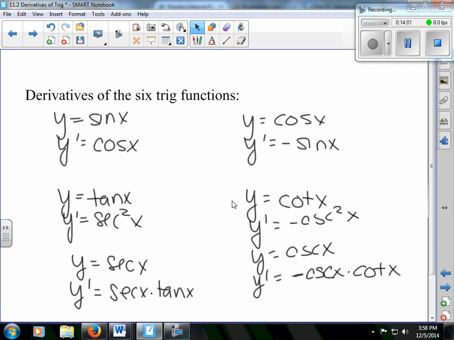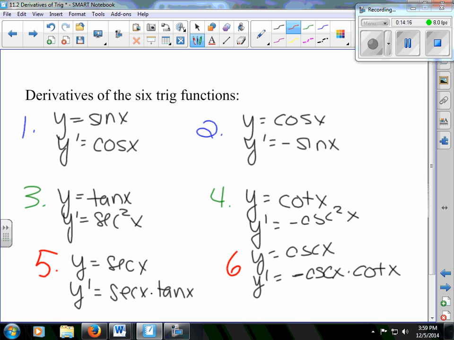So we have 6 formulas that you have to learn. 1, 2, 3, 4, 5, 6. Yes, you have to memorize all 6 of these right now. Do it as best as you can. You have to know them all for your quiz and for your test and for your final exam.